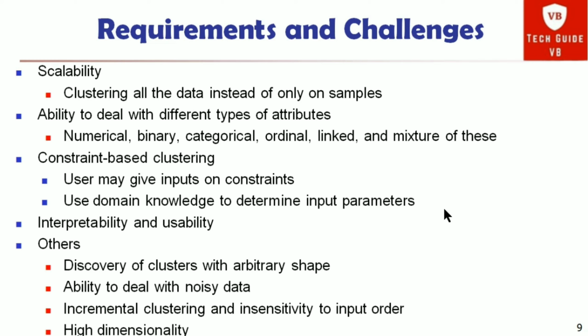If we consider scalability, it means clustering all data instead of only samples. Then we can deal with different types of attributes: numerical, binary, categorical, ordinal, linked, and mixtures of these. If we consider constraint-based clustering, then the user may give input on constraints and use domain knowledge to determine input parameters.